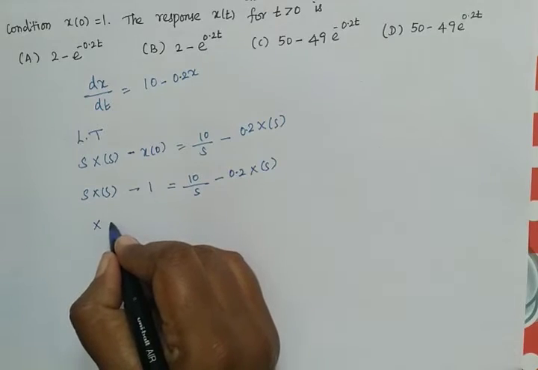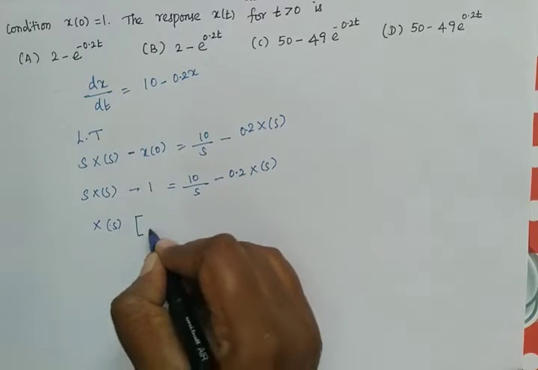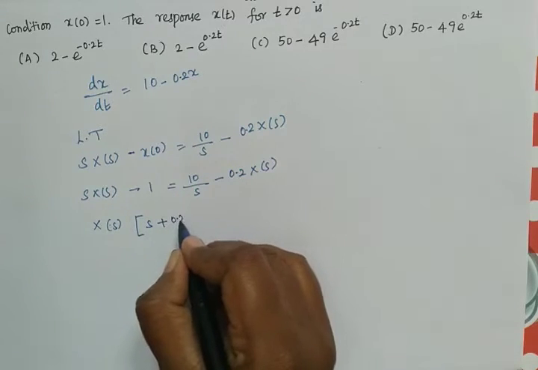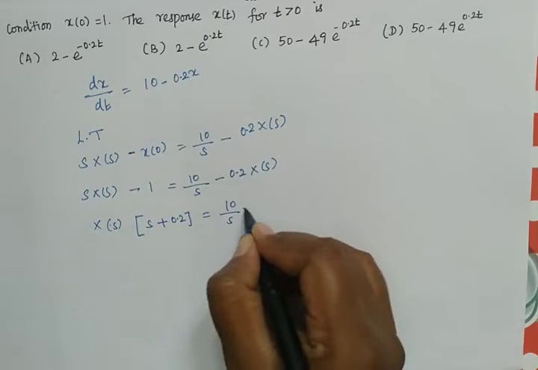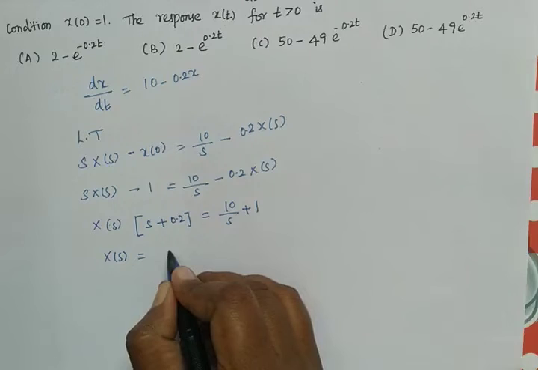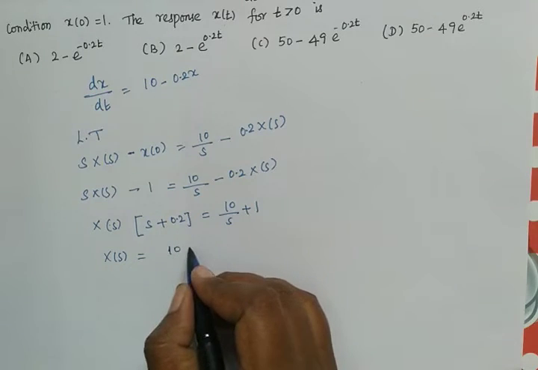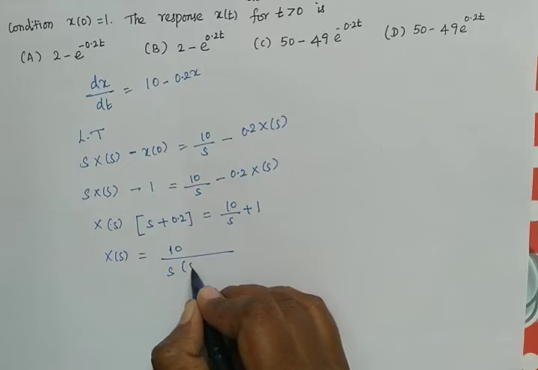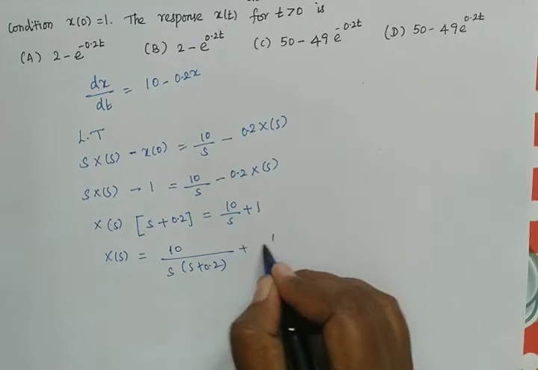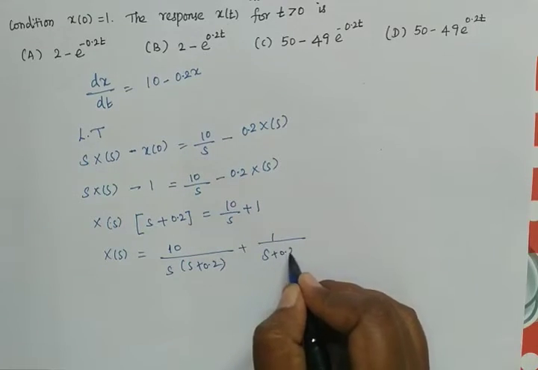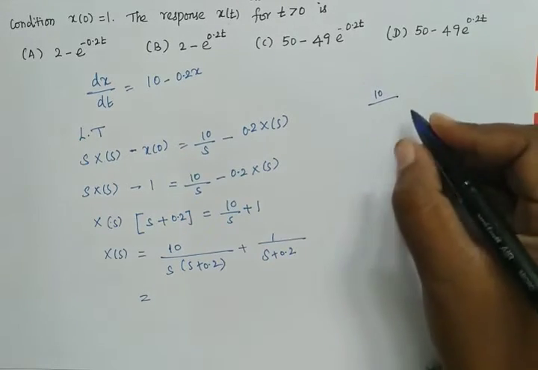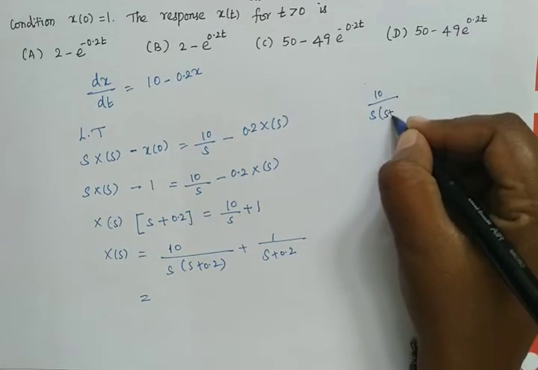Now take this 0.2 X of s to the left side, that is plus 0.2, so X of s into s plus 0.2 will be equal to 10 by s plus 1. Now we can write X of s as 10 divided by s into s plus 0.2 plus 1 divided by s plus 0.2. So already I said how to write this, that is 10 divided by s into s plus 0.2.